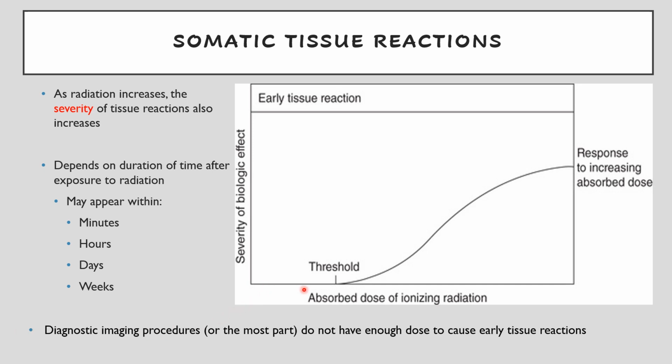Again, we have a threshold nonlinear curve right here. On the y-axis, severity of biological effects for early tissue reactions. The x-axis, absorbed dose of ionizing radiation. And of course, this is a response to increasing absorbed dose.